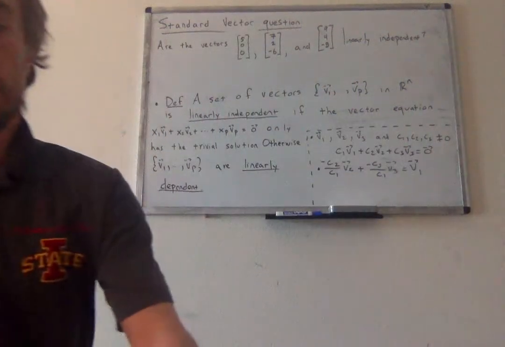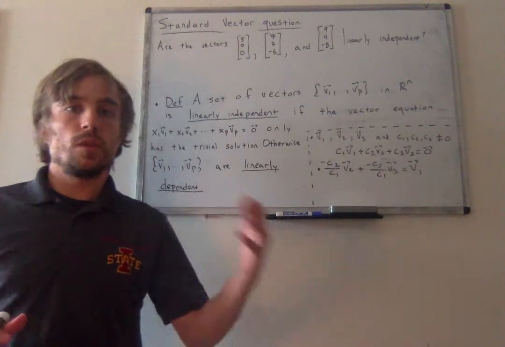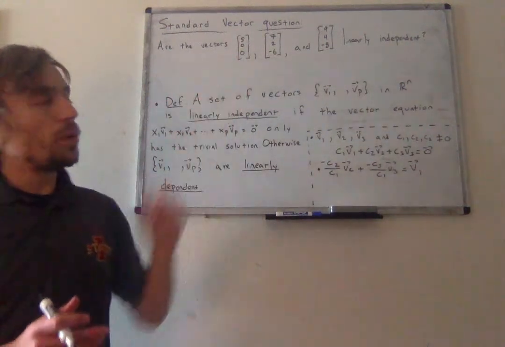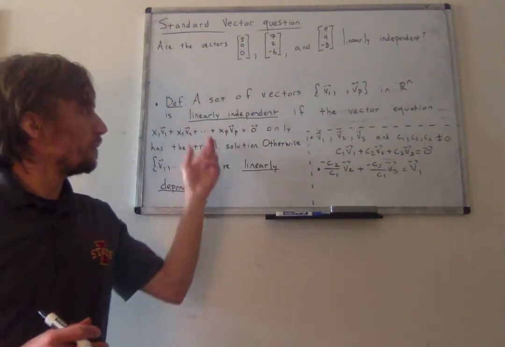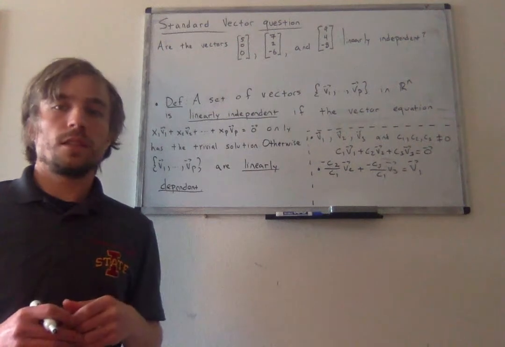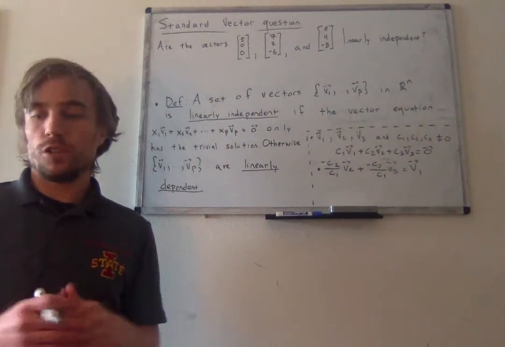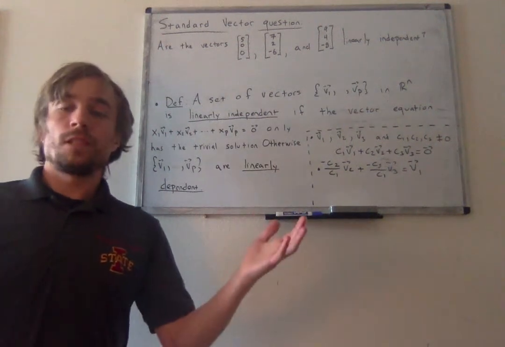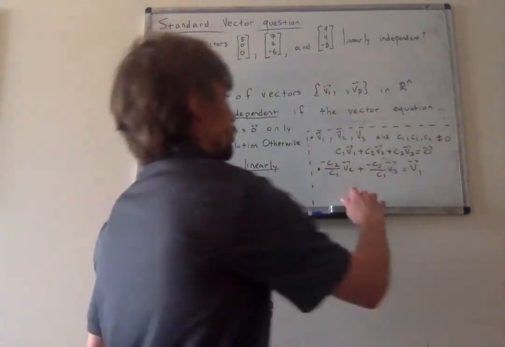And so we know now that this question is exactly the same as the question I asked before. Are these vectors linearly dependent? Just, does the homogeneous system corresponding to these vectors have a non-trivial solution? And we know how to solve that, so let's do some row reduction.